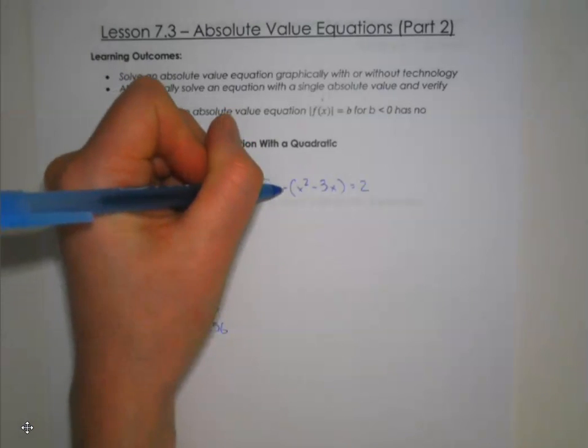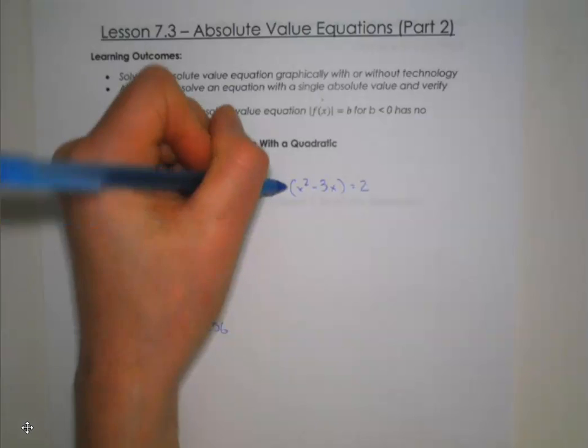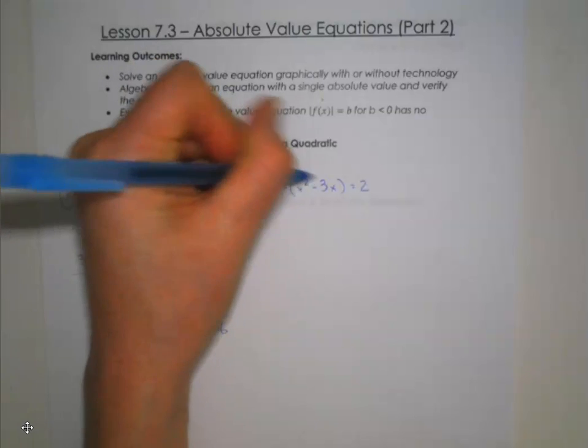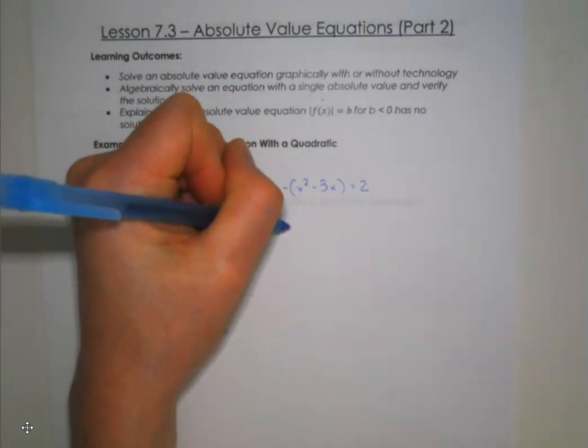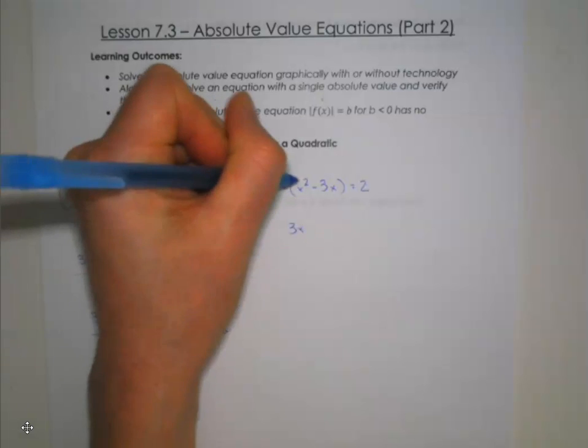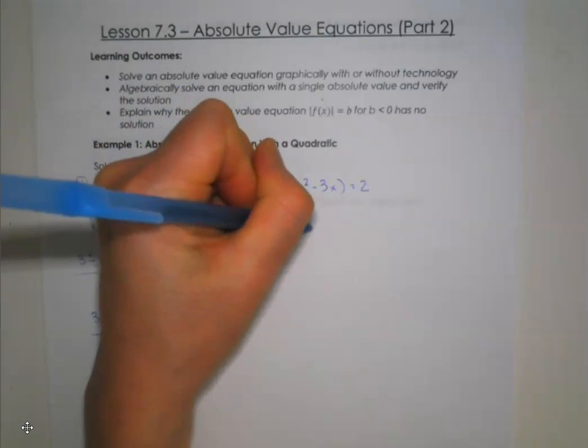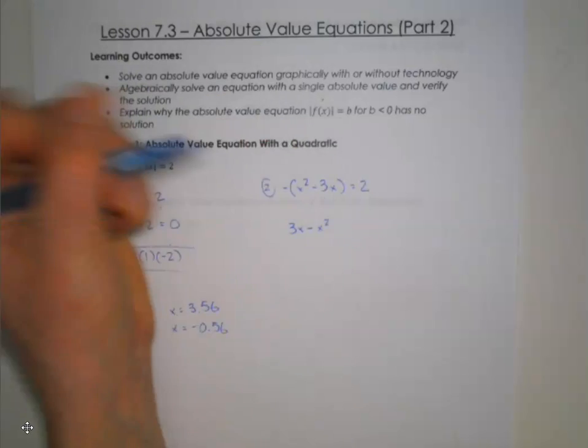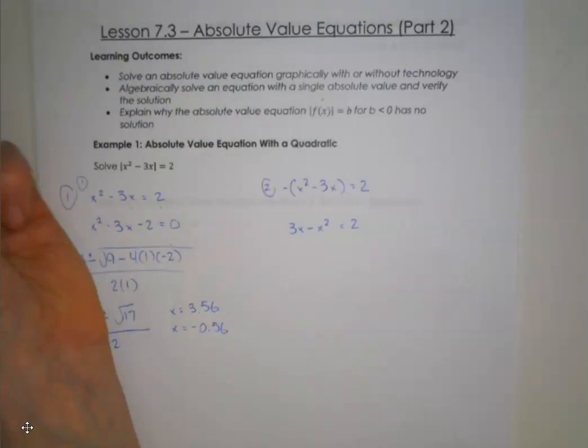So in this one, I'm going to multiply out my negatives. As you guys know, I like to do the positive one first. So negative times negative 3x gives us positive 3x. And then negative times x squared gives us minus x squared. And that's all equal to 2.